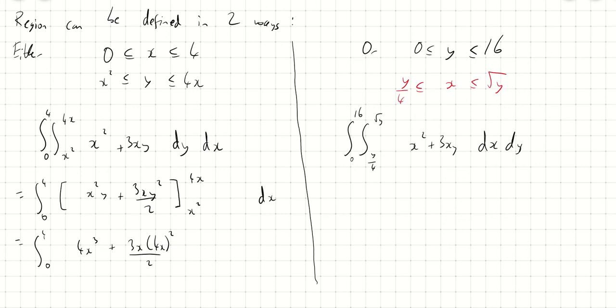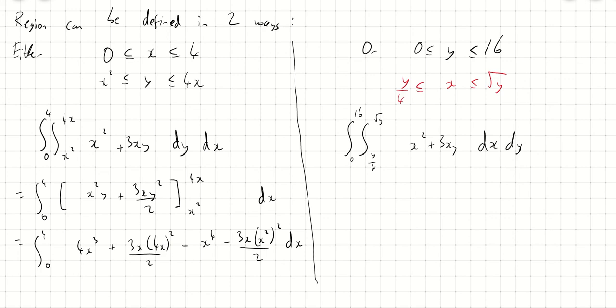We take away the lower limit, so we replace y with x squared. We get x squared times x squared is x to the 4th. And we're going to take away 3x. Now, rather than y squared, we replace y with x squared, so we get x squared squared over 2 dx.